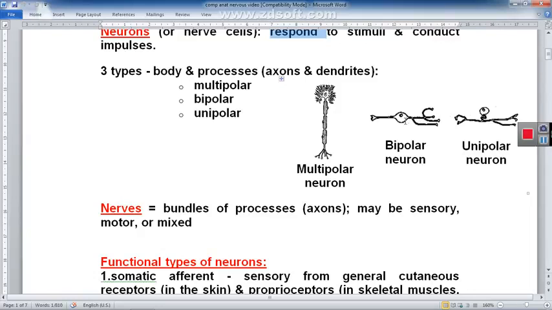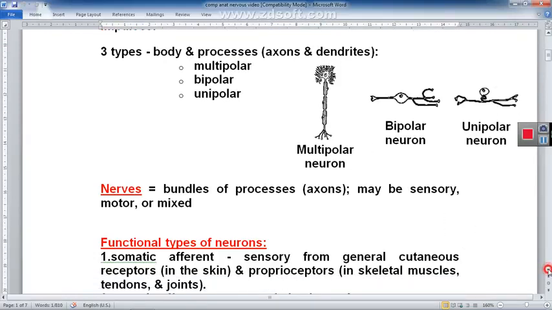While if the nerve cell has one process which is an axon on one side and one process which is a dendrite on the other side, this is a bipolar neuron because it has two processes originating from the body. The unipolar has one process that divides into axon and dendrite. The bipolar has one axon and one dendrite, so it is bipolar. If this nerve cell shows many dendrites but one axon, this is a multipolar neuron.